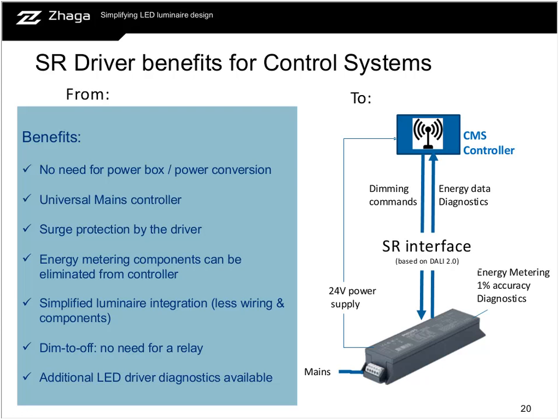To summarize the benefits, there is no need for an additional power box or power conversion, as that's handled by the SR driver. We have one universal mains controller, and also surge protection is done by the driver. The energy metering components can be eliminated from the controller, and also the overall luminaire integration is simplified. There will be less wiring and components required. So instead of a relay, we now have the full dim-to-off functionality, and also the LED driver diagnostics will be available via the driver.